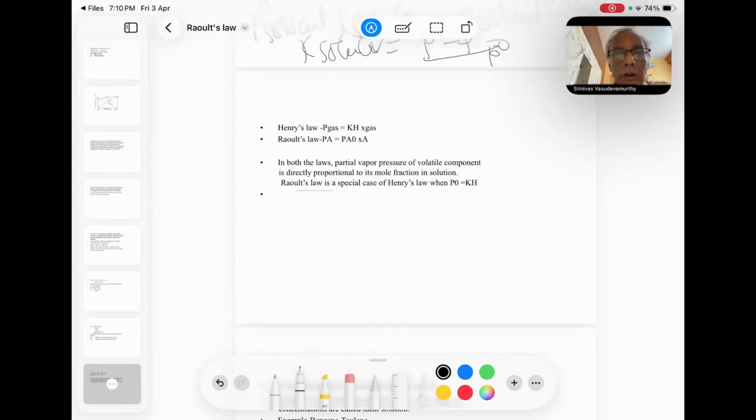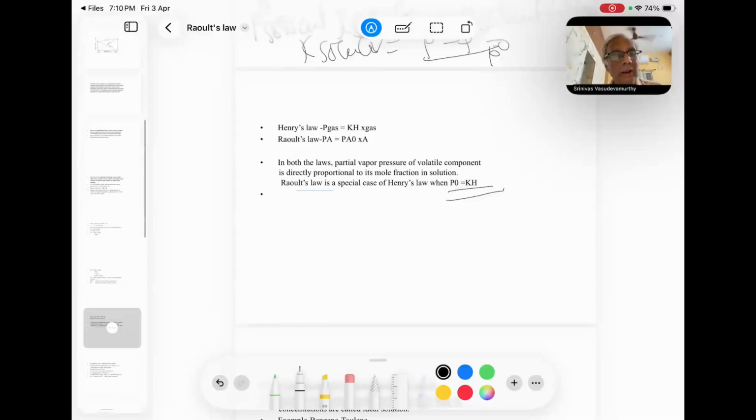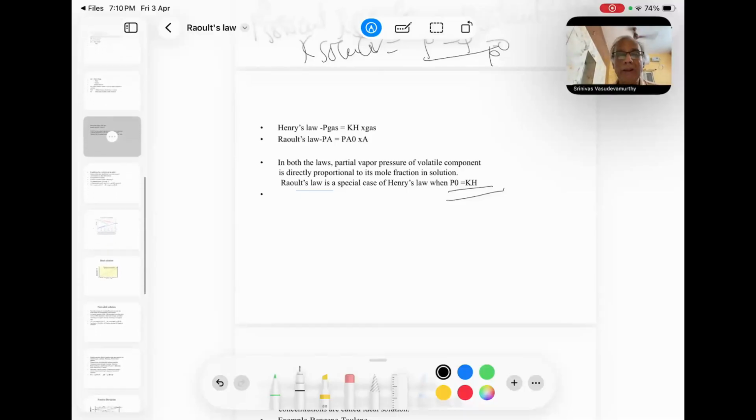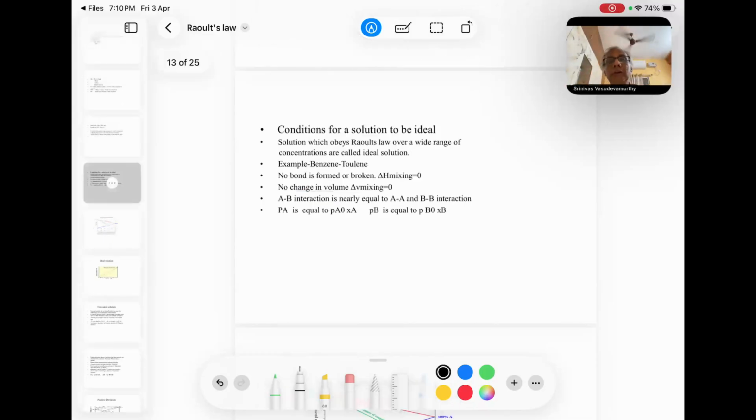Now, Raoult's law becomes a special case of Henry's law when Kh and P naught A are the same. When P naught becomes equal to Kh, that is, when the vapor pressure of the pure solvent becomes equal to Henry's law constant, then Raoult's law becomes a special case of Henry's law. Right. Now let us see, there are two types of solution we'll be studying.